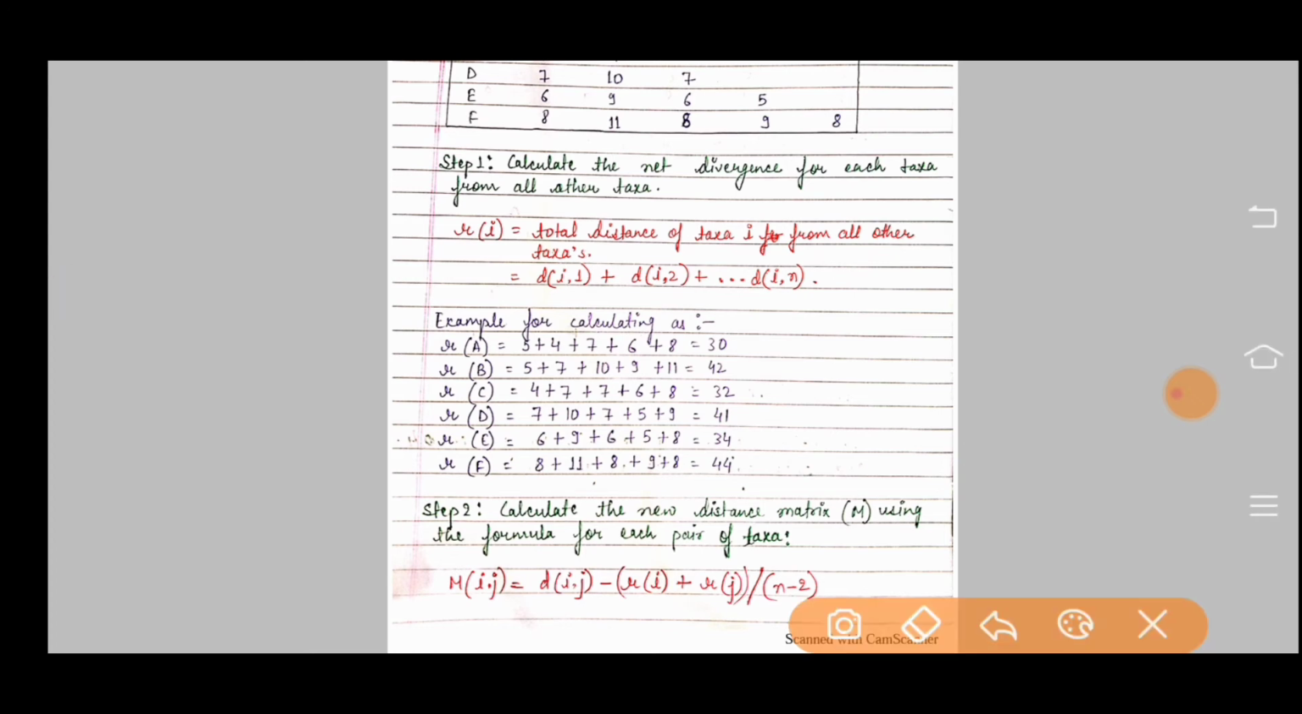Now come to step 2. You have to calculate the new distance matrix. Firstly you have to calculate the net divergence and then calculate the new distance matrix using the formula for each pair of taxa. Here you can see that for each pair of taxa, you have to calculate for two taxa, and you need the net divergence for each taxa. The formula is mij is equal to dij minus (ri plus rj) by (n minus 2).